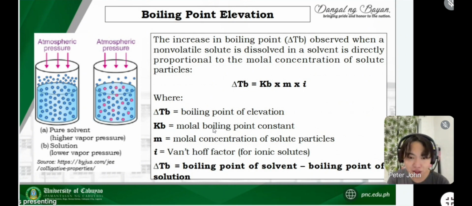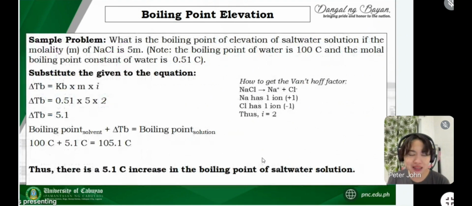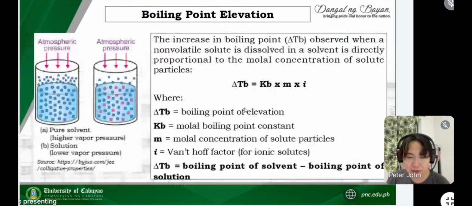So, boiling point elevation, here's the formula kanina, is equal to the boiling point of a solution minus the boiling point of a solvent. Most of the time, the boiling point of a solvent is given. So, let's try this problem and how to solve. Again, we will utilize the formula in order to identify the boiling point elevation of a given problem.